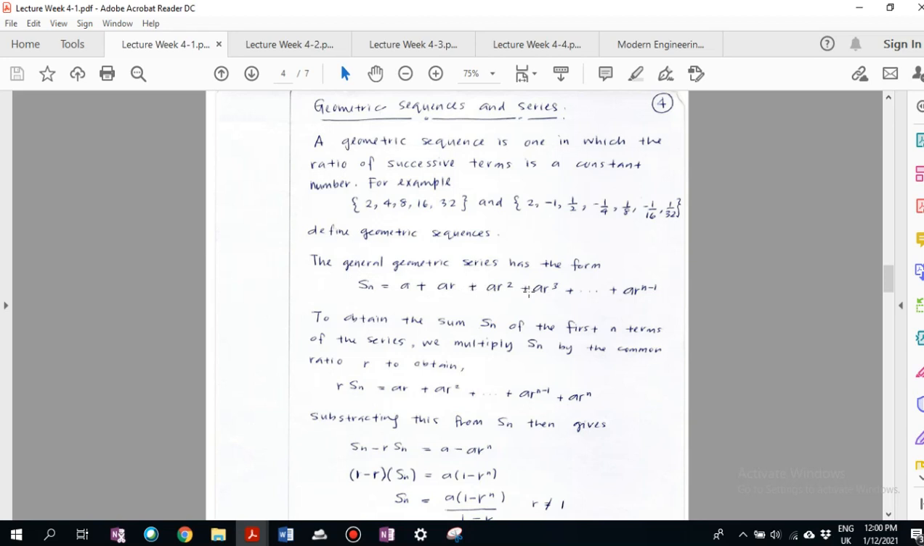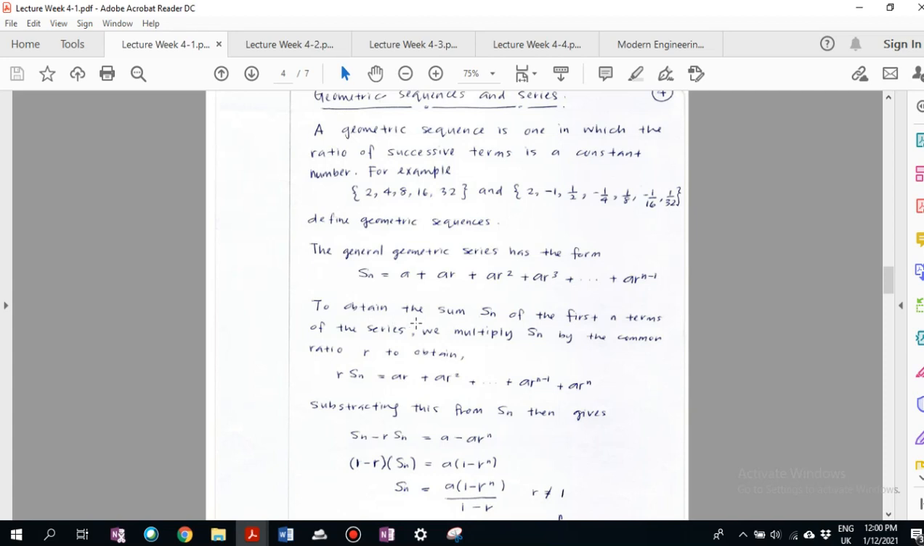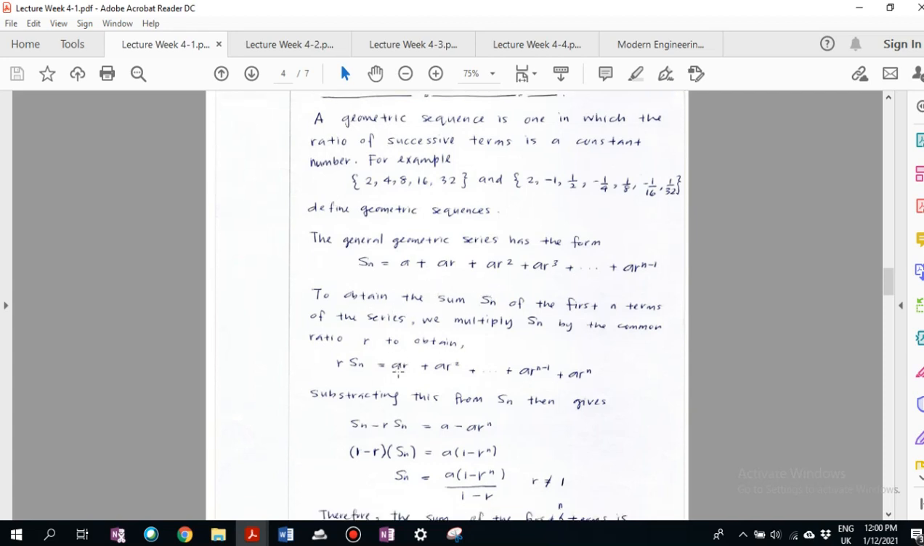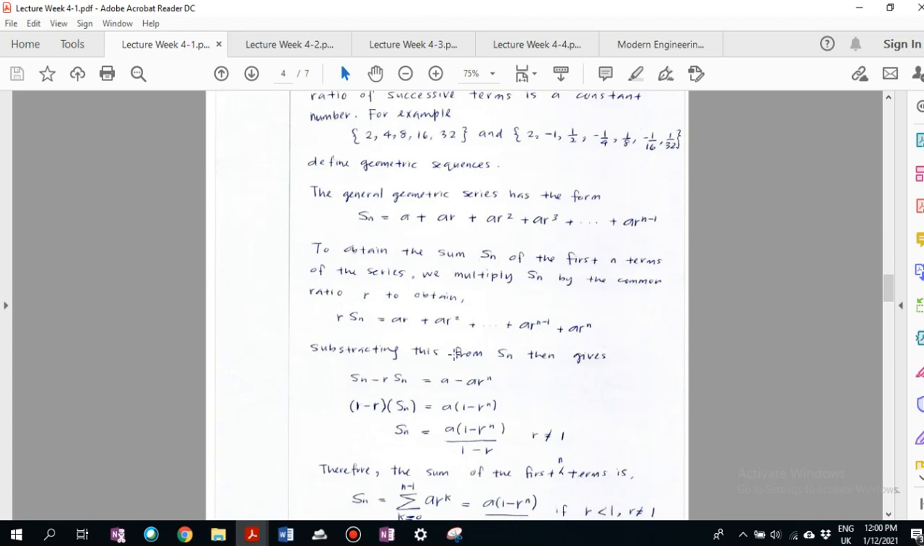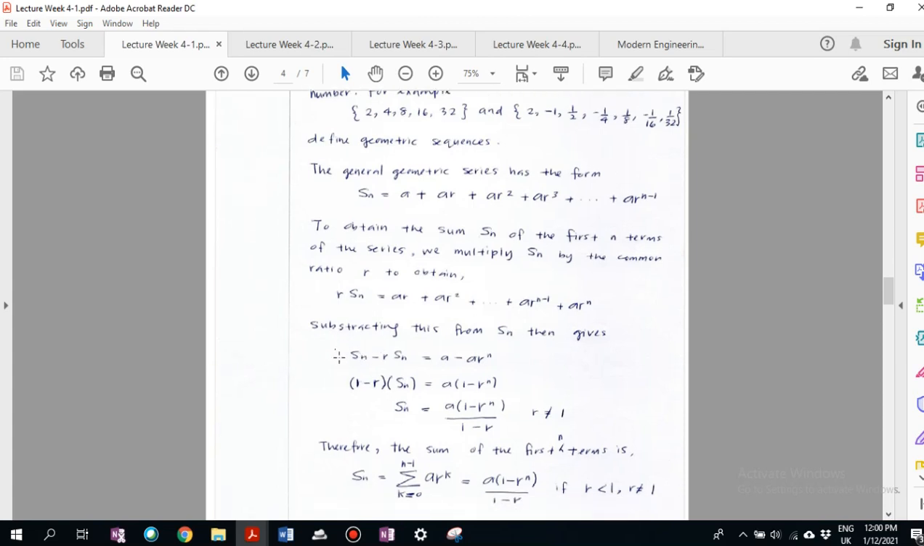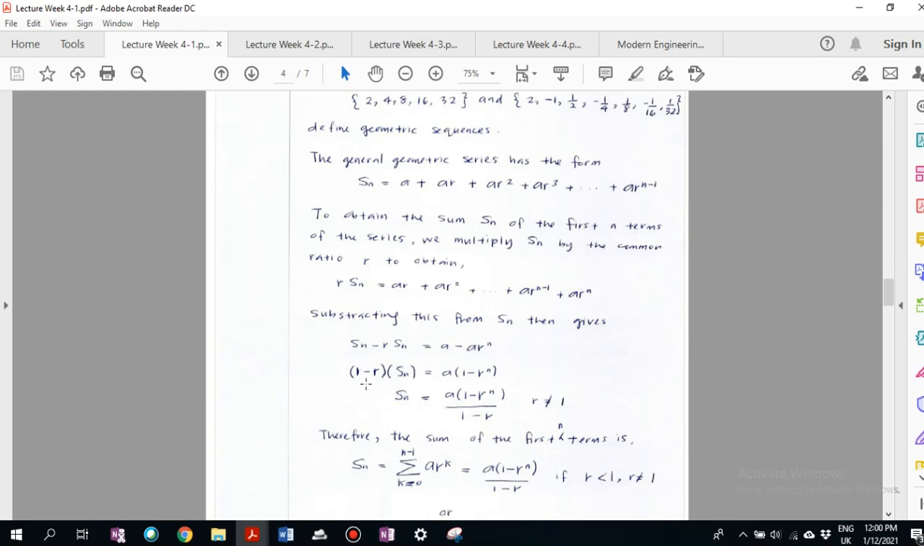plus AR squared plus AR cubed, plus, and at the end is AR^(n-1). So in order to obtain the summation Sn, we have first R·Sn equal to AR plus AR squared, and so on up to AR^(n-1) plus AR^n. So we subtract: Sn minus R·Sn equals A minus AR^n. So you will get your Sn value.